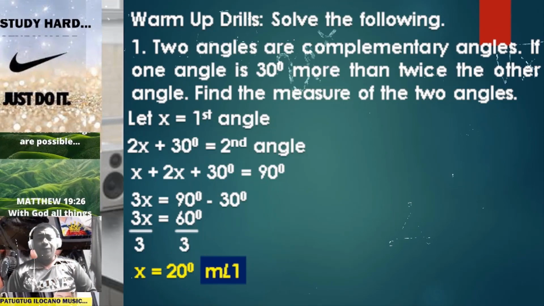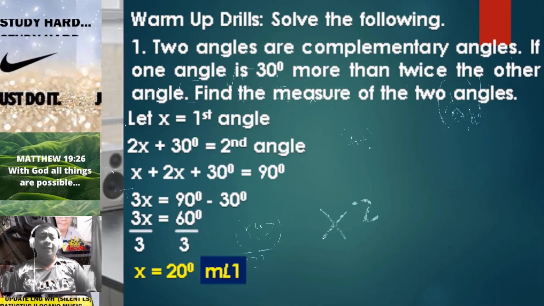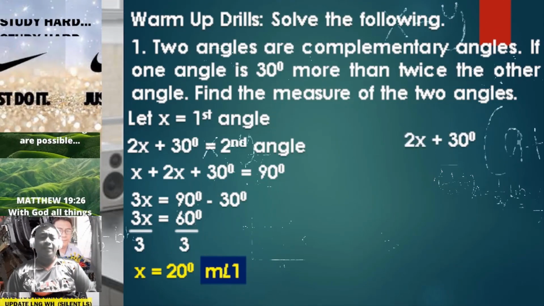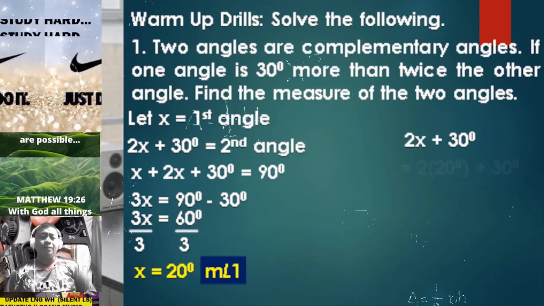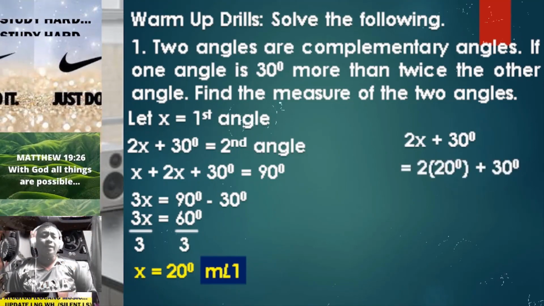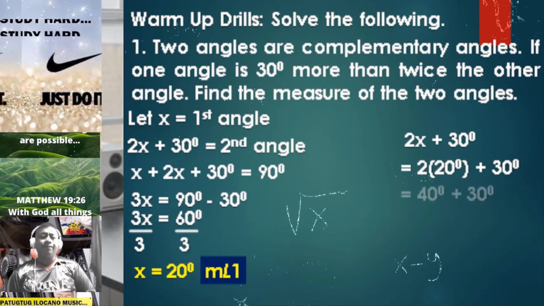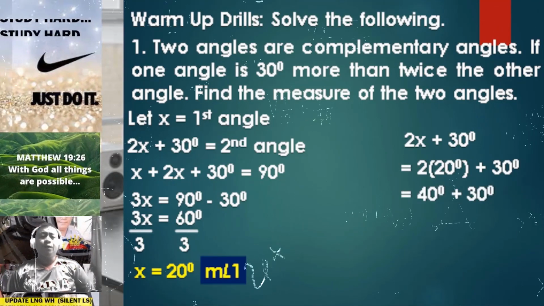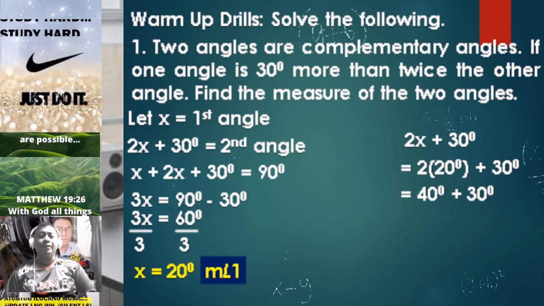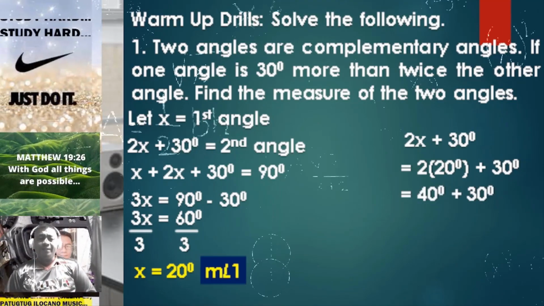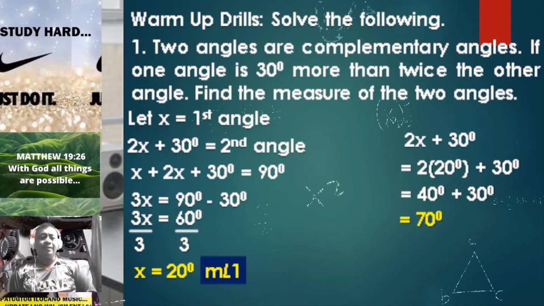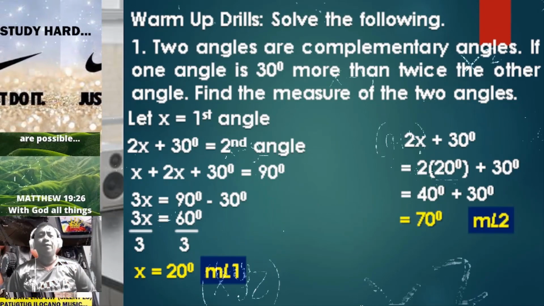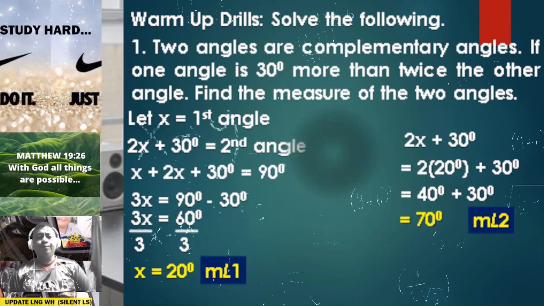Substituting the value of the first angle into 2x plus 30 degrees to determine the measure of the second angle, we have 2 times 20 degrees plus 30 degrees, which is equal to 40 degrees plus 30 degrees, which is just equal to 70 degrees. This is simply the measure of the second angle.